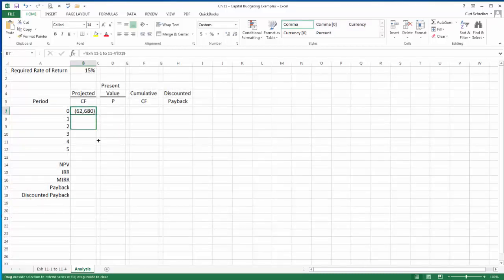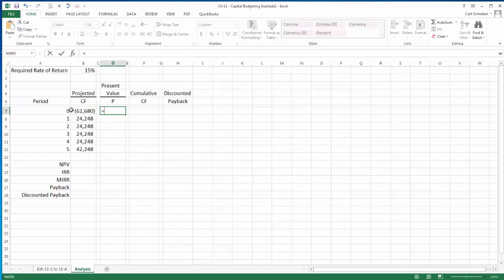And let's go ahead and copy that down. And now we need to calculate the present value of each of these cash flows. If it costs us $62,680 today, the present value of that today is equal to a negative $62,680. Simple as that. However, $24,248 1 year from now, discounted at 15%, we know is not equal to the $24,248. What is it equal to?